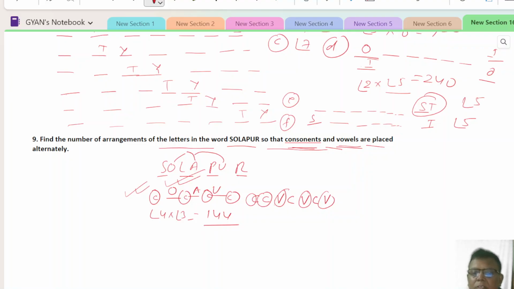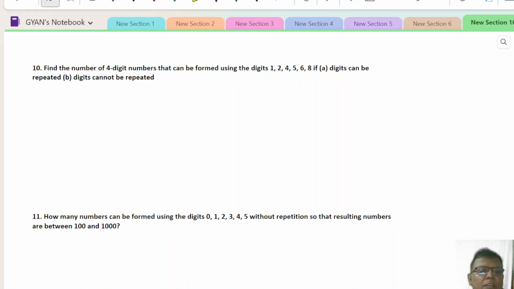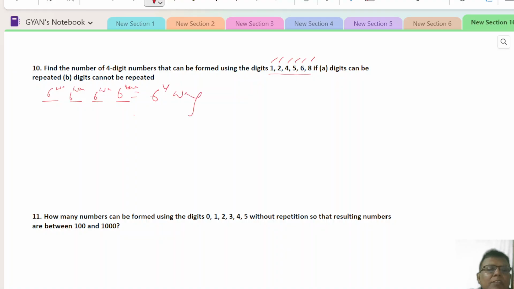Now come to question number 10. Find the number of 4-digit numbers formed using 1, 2, 3, 4, 5, 6 if the digits can be repeated. So for a 4-digit number, how many choices? 1, 2, 3, 4, 5, 6. Then 6 to the power 4. Here 6 ways, here also 6 ways, here also 6 ways, here also 6 ways. Then 6 to the power 4 ways if repeated.